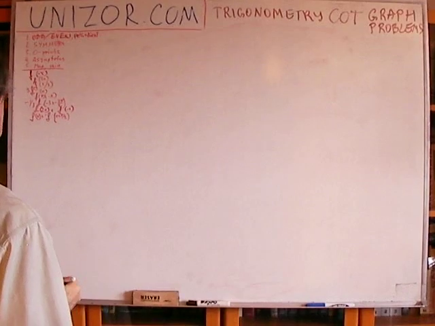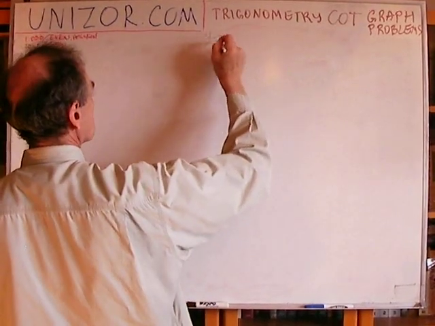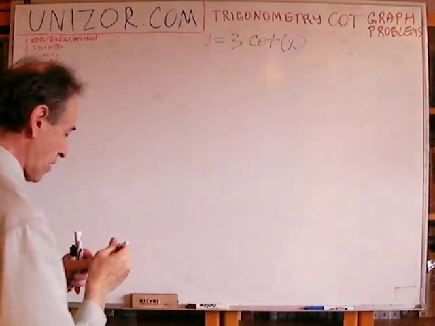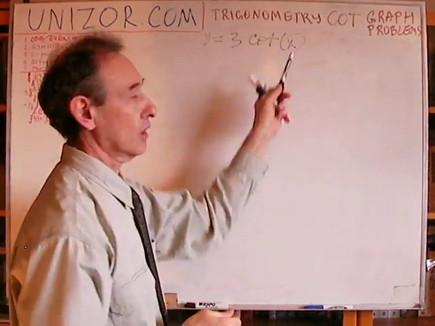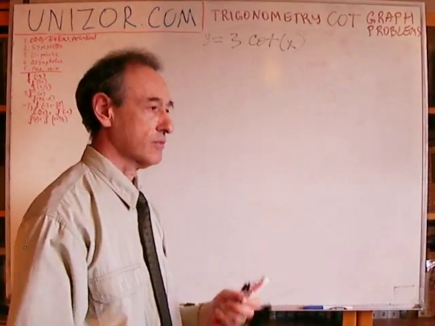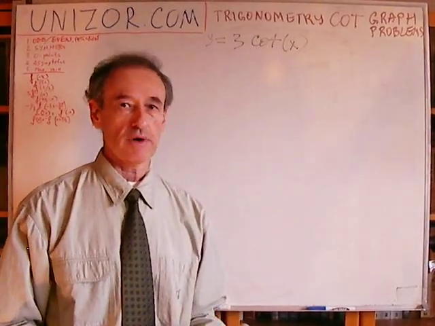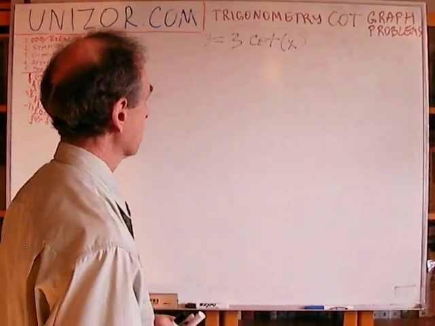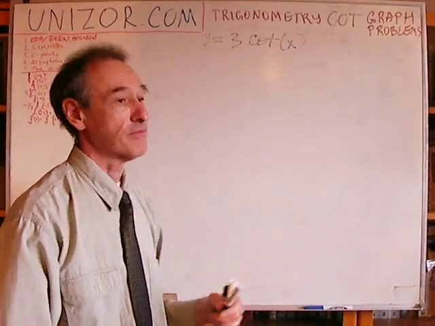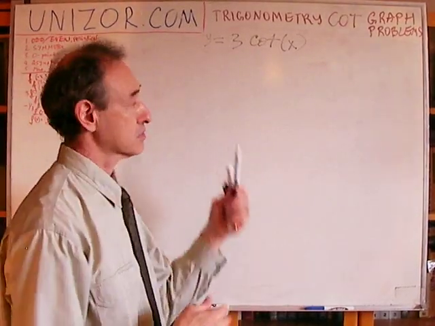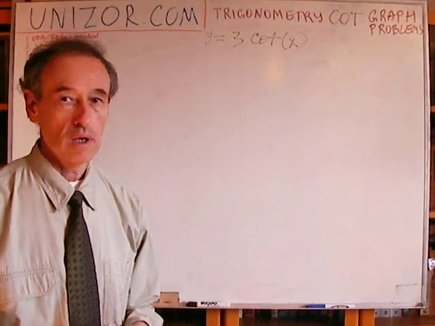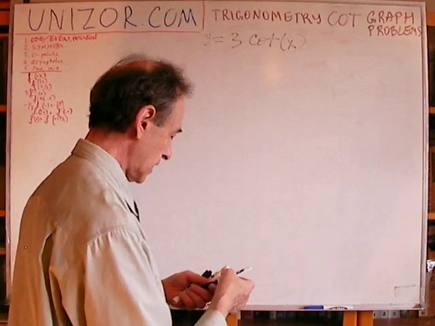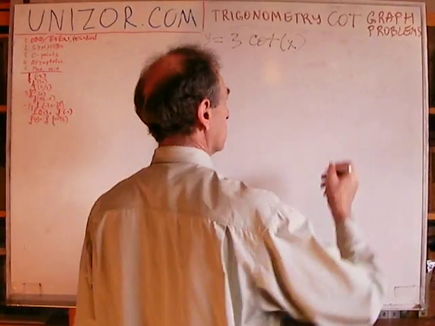Next is y is equal to 3 cotangent of x. So now I'm multiplying the function, not the argument. Well, again, from the previous lectures about trigonometric functions and from general functions and their graphs, you know that this is a vertical stretch. Well, stretch or squeeze depending on this particular coefficient. 3 means stretch.